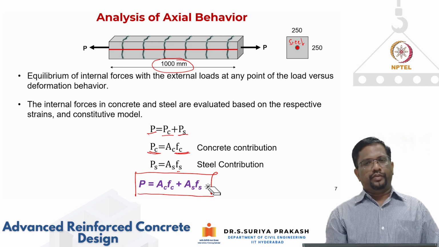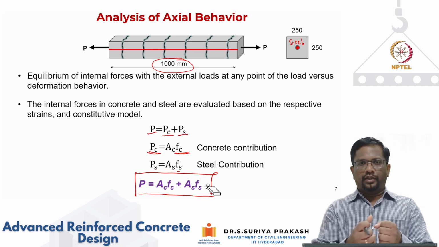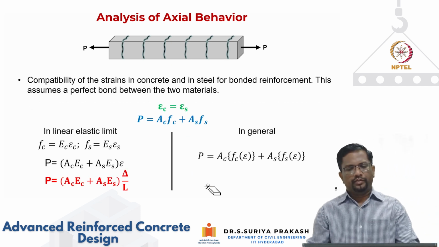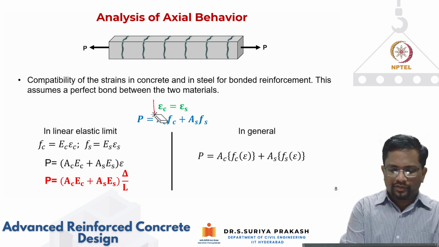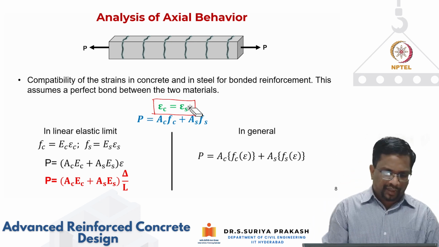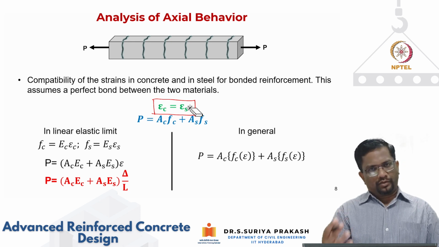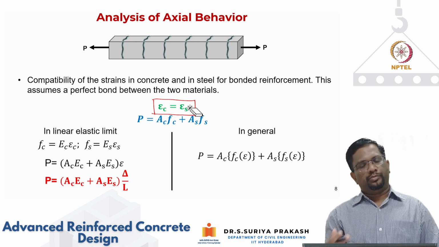So what are the conditions we know? We know both concrete and steel are stretching by same magnitude. Or in other words, we can also say this as the strain in the concrete is also equal to strain in steel. So this is your compatibility because they're stretching by the same magnitude, right? So what should I do then? To calculate the stresses, I should be expressing the stresses in terms of strain.